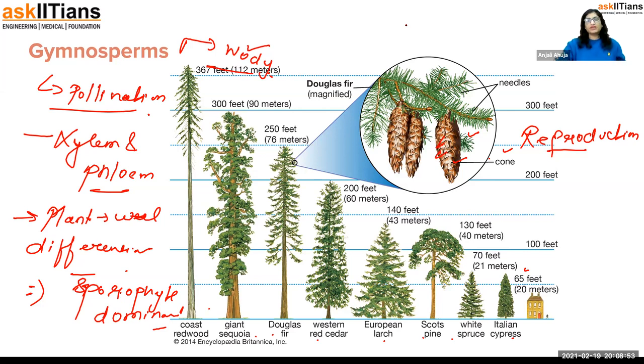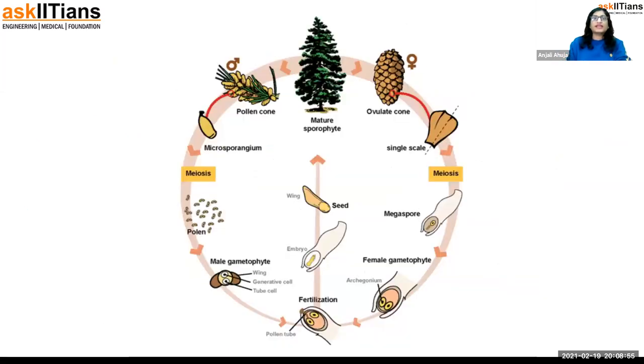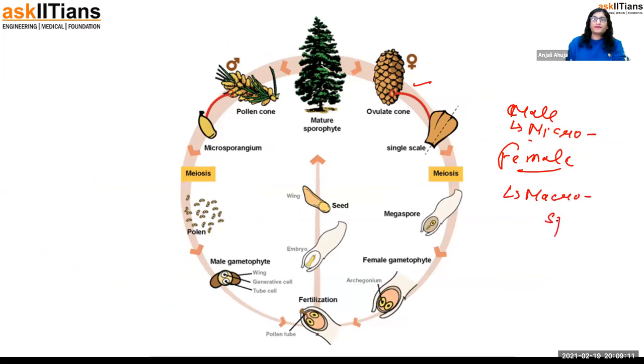Most points I've covered. But one thing I would like to say is that they have cones. So there is a separate cone for male and female, and the leafy structure on the cone is known as sporophyll. In case of male, this is known as microsporophyll, and in case of female, we call it the macrosporophyll, which produces spores.